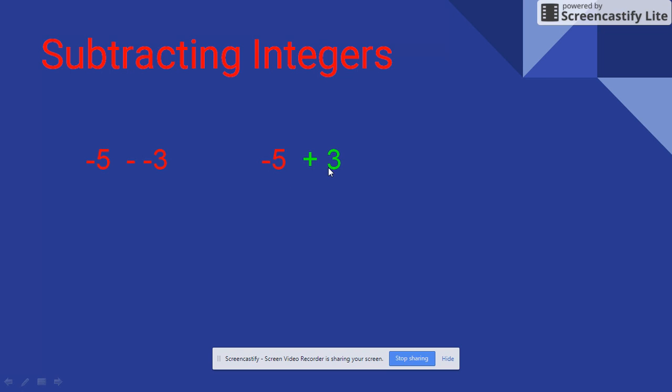Again, look at the absolute values. We have different signs in addition. So subtract 3 from 5. The difference is 2. And the sign of the greater absolute value is negative. So the answer is negative 2. We'll practice more.